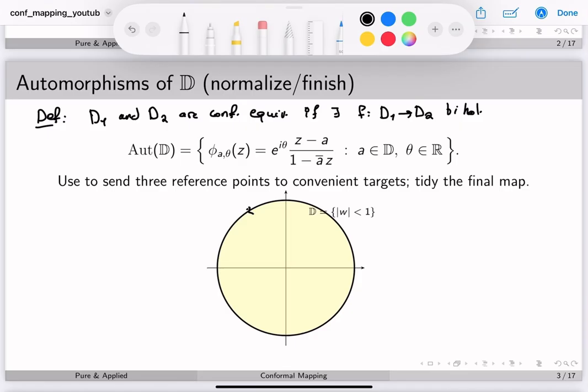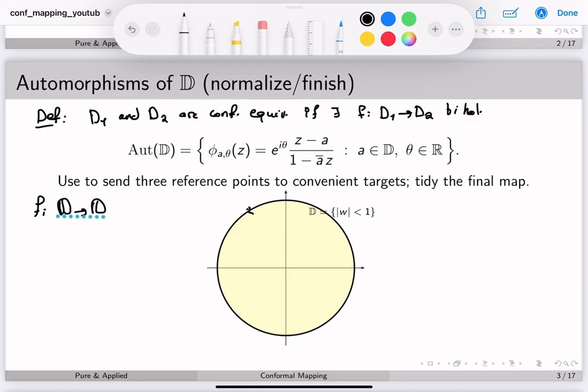Well, you can say use the identity map, sure, but are there any other ways of doing that? And the answer is yes. We can speak of the so-called automorphisms of the unit disk, and by automorphism I mean a map that goes from the unit disk onto itself, and it's a biholomorphic map, or it's a conformal map in our language in this video.